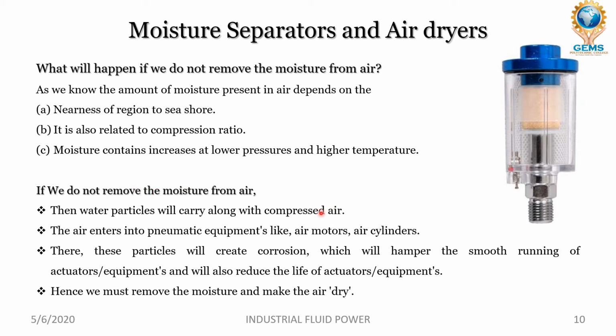So if we do not remove the moisture from air, then water particles will be carried along with compressed air. Then the air enters into pneumatic equipment like air motors, air cylinders. There, these particles will create corrosion, which will hamper the smooth running of actuators or equipment, and will also reduce the life of actuators or equipment. Hence, we must remove the moisture and make the air dry. So, this is the actual image of the air dryer.